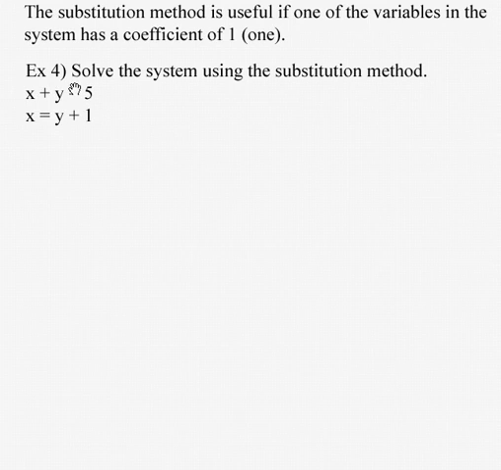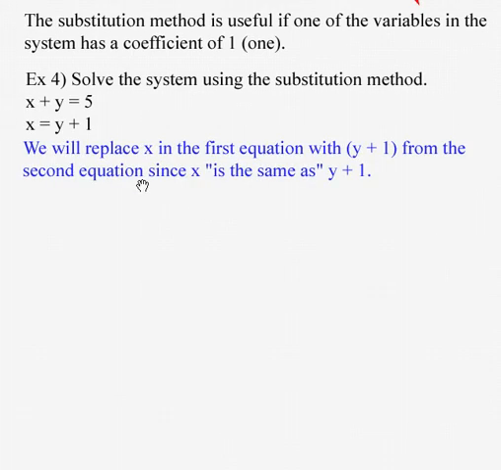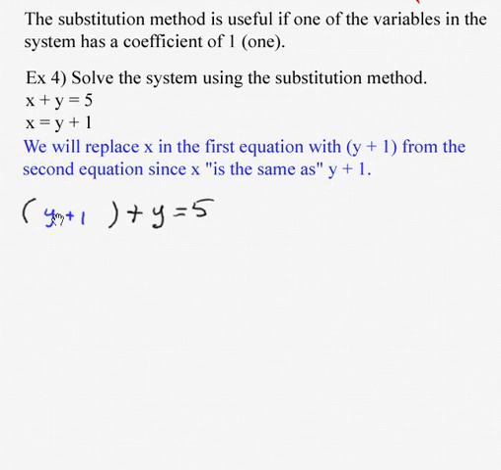If x plus y equals 5, x is equal to y plus 1, why don't we take this y plus 1, which is the same as x, and in the top equation, everywhere we see the x, replace it with y plus 1. If we do that, then we'll have one equation, one variable we can solve. So let's take this x as y plus 1, replace the x with the y plus 1, and simplify.